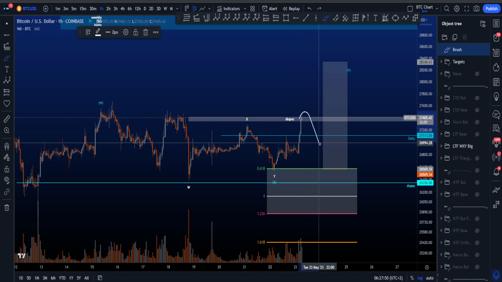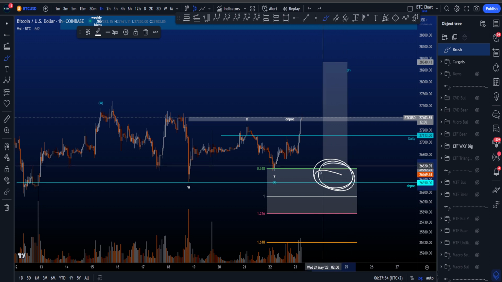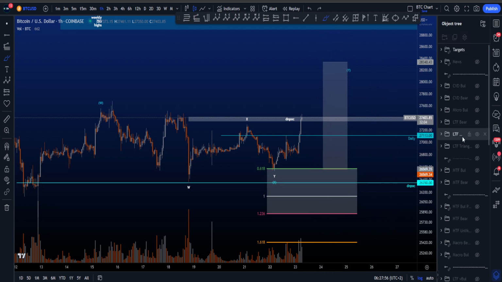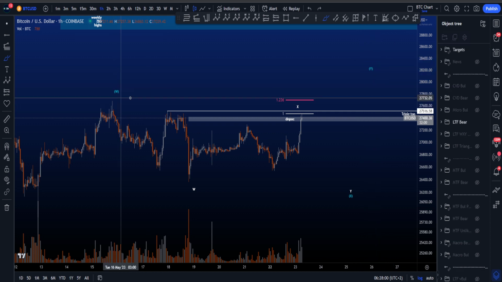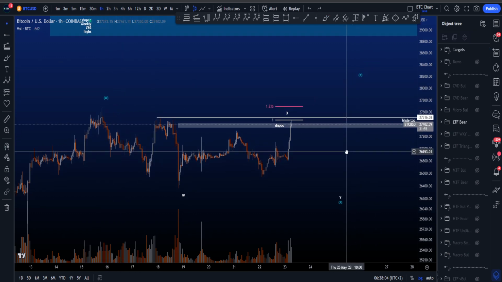Price might still dip to the downside, and then of course depending on how it comes to the downside, we might have another setup over here for then a continuation back to the upside, expecting still that wave Y to the upside to at least take the 27.7k highs over there.